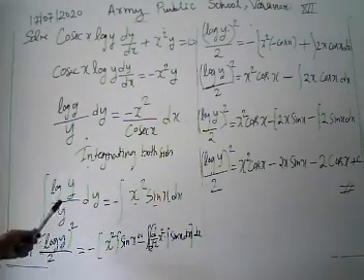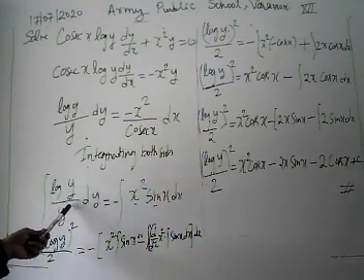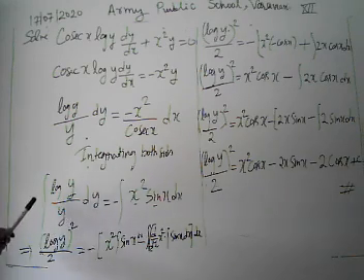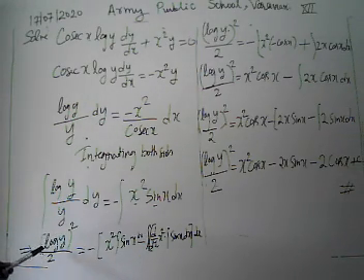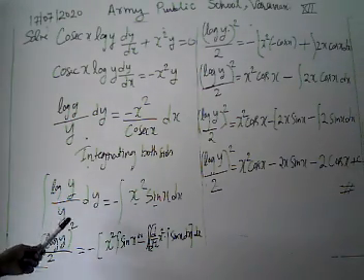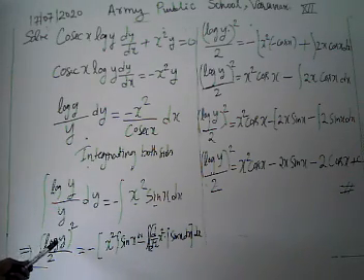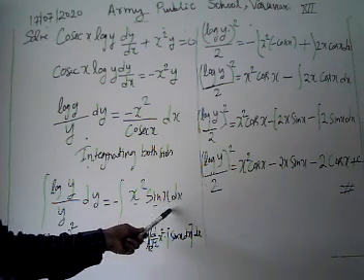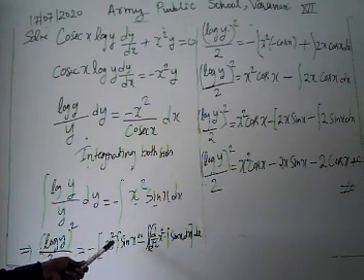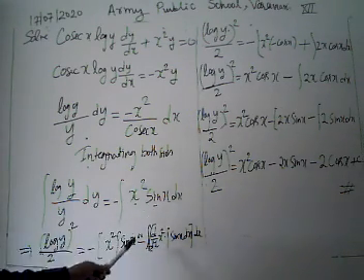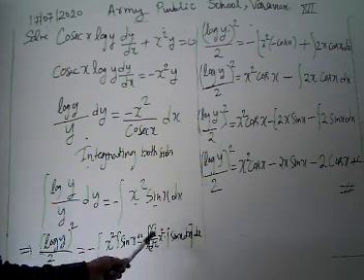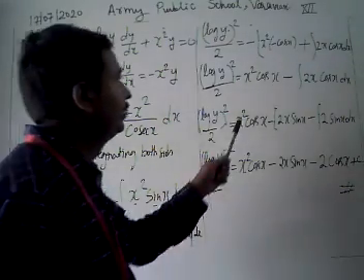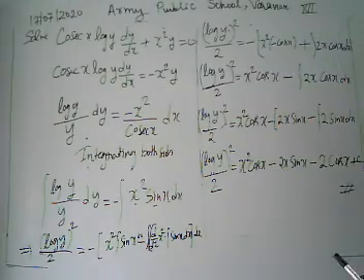After integration, we take log y as t, then 1 by y dy is dt. Then it's the integration of t, giving t square by 2, and t is our log y. Then (log y)^2/2 is equal to minus x square sin x dx. We use integration by parts here: x square times the integration of sin x, minus the derivative of x square times the integration of sin x dx. Again, the integration of sin x is minus cos x.